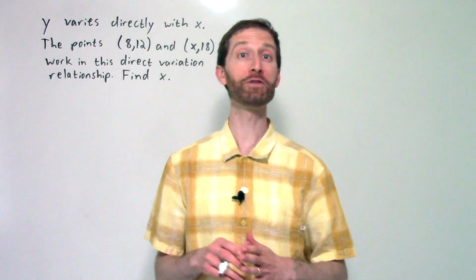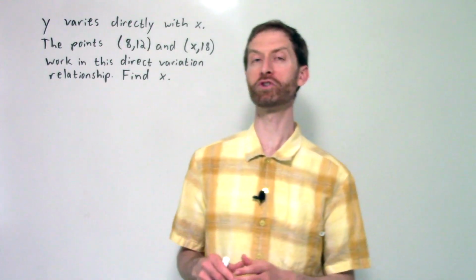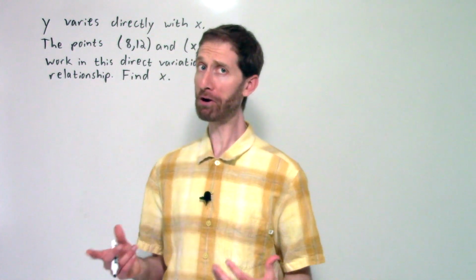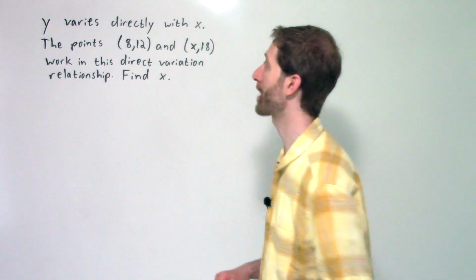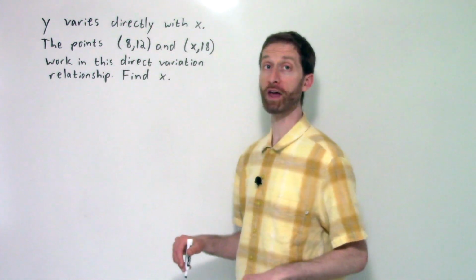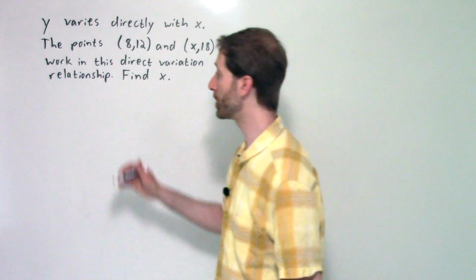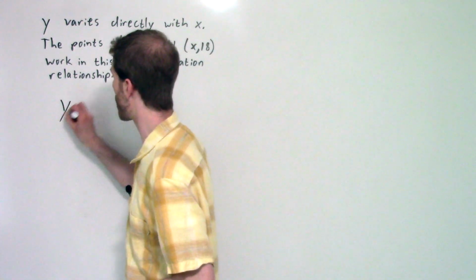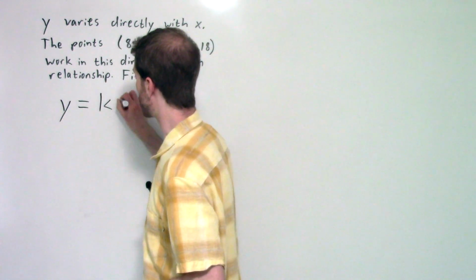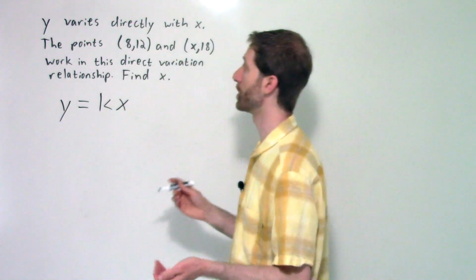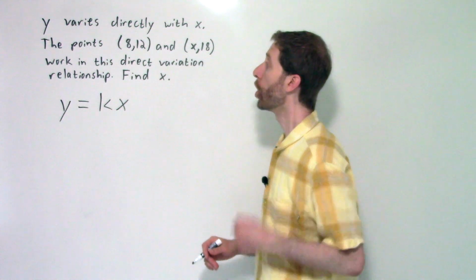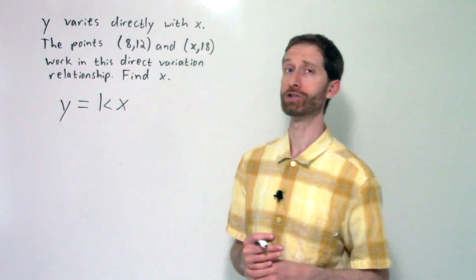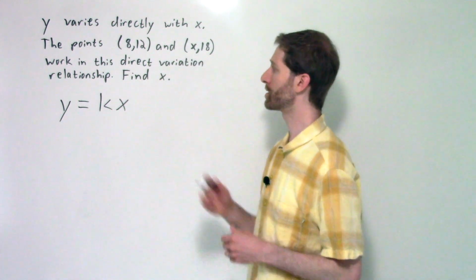And here we are on the flip side of the video. We've got a slightly more challenging problem, but don't be scared away. It's just the way that the words are arranged. So let's dive into it and tackle it. Y varies directly with x. Immediately, stop your reading, make the translation based on the knowledge you have. Y is equal to k times x. That's the direct variation relationship. The point (8, 12) and the point (x, 18) work in this direct variation relationship. And we need to find x.